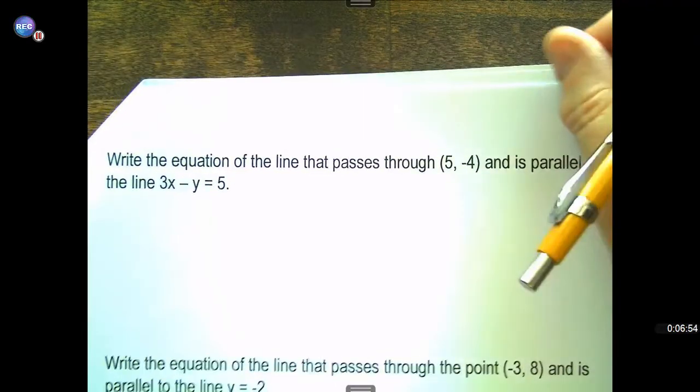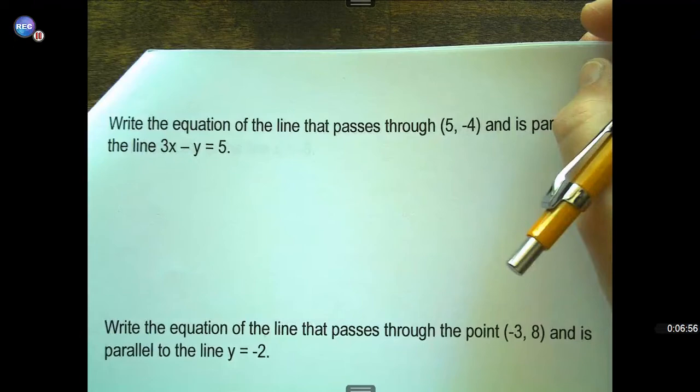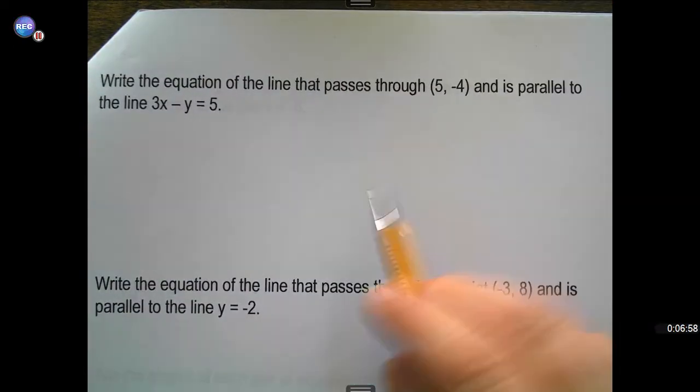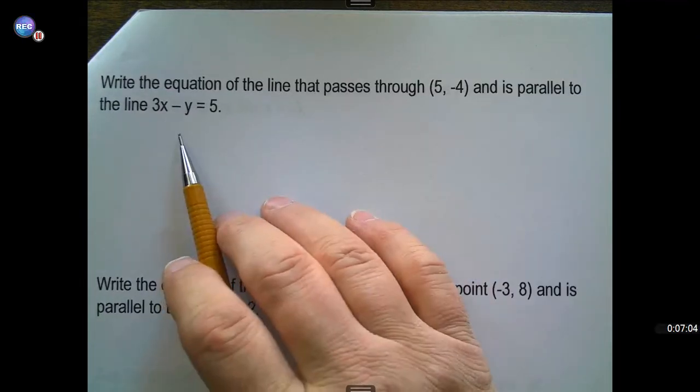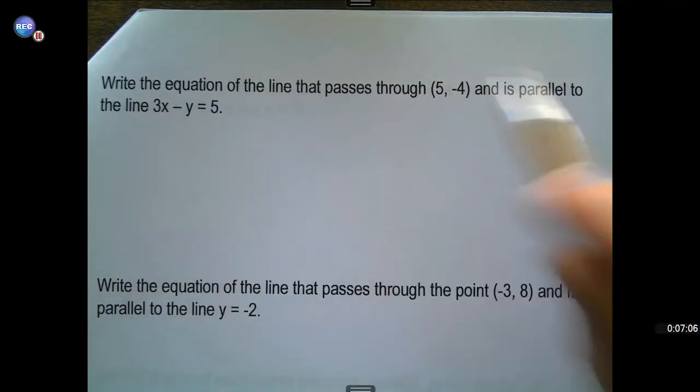So, some of your problems on your online homework are going to be graphing. Most of the problems are going to be writing the equation. So write the equation of the line that passes through this point, (5, -4), and is parallel to the line 3x minus y equals 5.